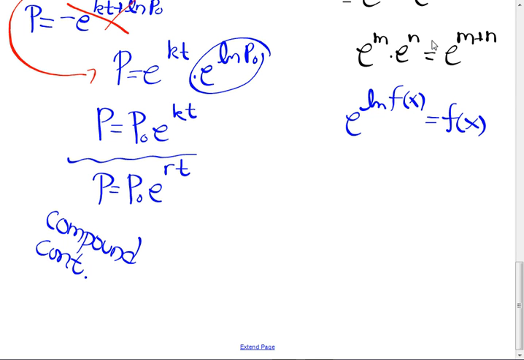And have you done half-life? In science, this is half-life. It's PERT. That's where the half-life formula comes from. It comes from this formula. Where does it come from? The differential equation. Now you see where things come from.